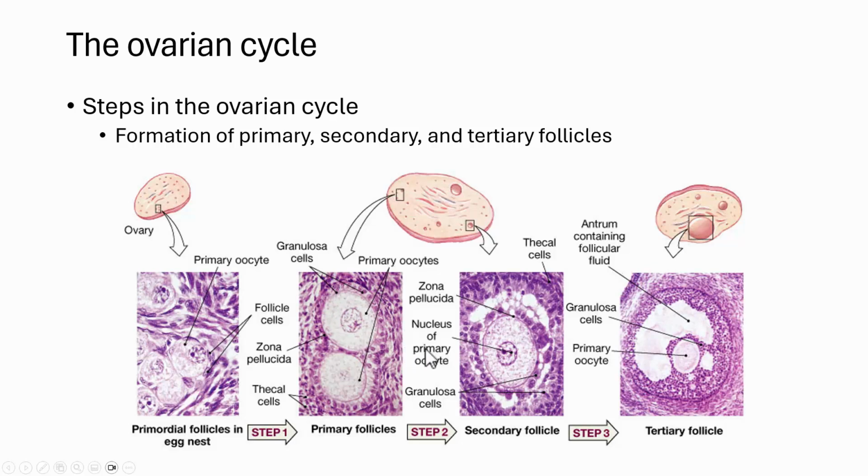And that will turn into a secondary follicle. Again, here's the zona pellucida. Here's the nucleus of the primary oocyte and the granulosa cells. And then finally, a tertiary follicle. Here's that antrum containing follicular fluid. Again, granulosa cells and the primary oocyte.